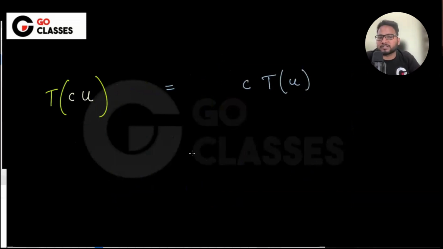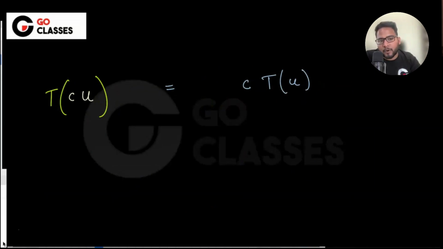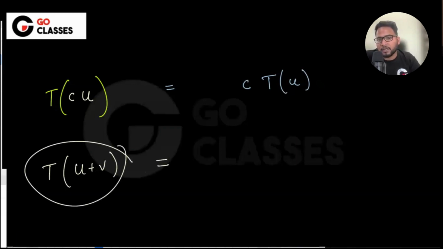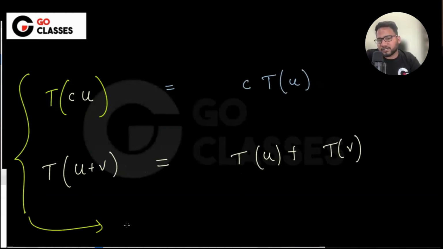Basically, we want to preserve some structure, and that structure is linear. Either you multiply first and then you take the transformation, or you first take the transformation and then you multiply. This is the first property. And the second property is that, as I told you, if there are two vectors, you first add them and then you take the transformation, or you take the transformations individually and then you add them later on. If these two properties are satisfied, then we call it a linear transformation.